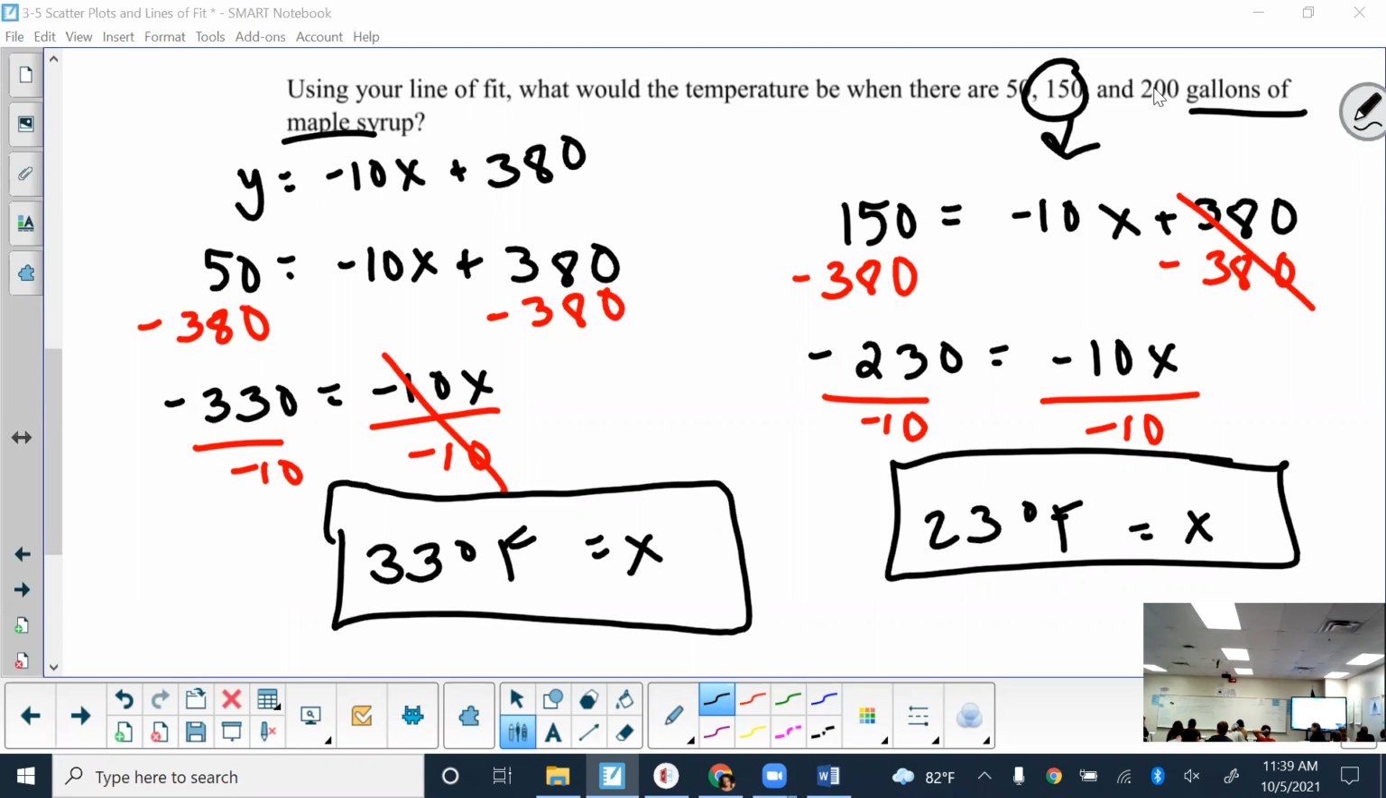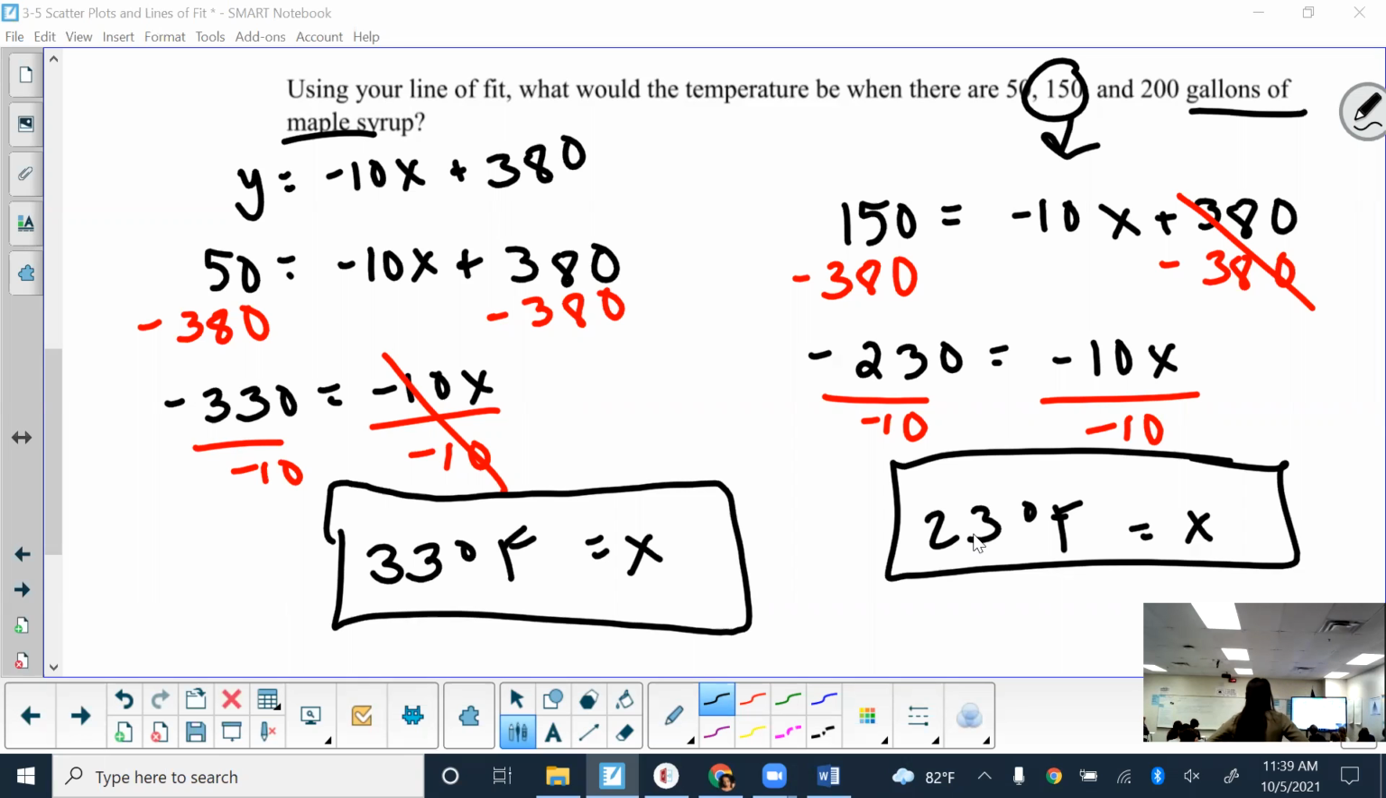Okay, so here's the work shown. It should have been a positive 23 degrees Fahrenheit. It is possible to get negative temperatures, of course, but with this one, with the math, negative divided by negative, we get a positive. All right, questions? That makes sense?